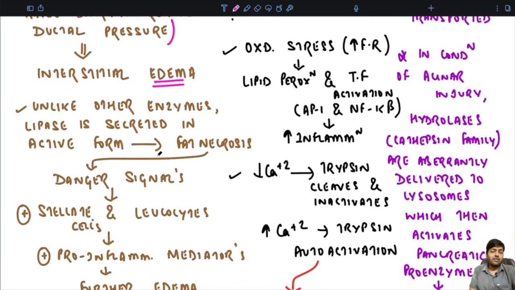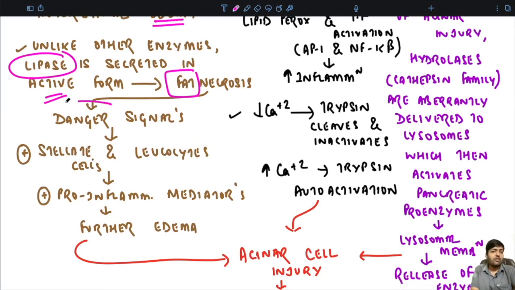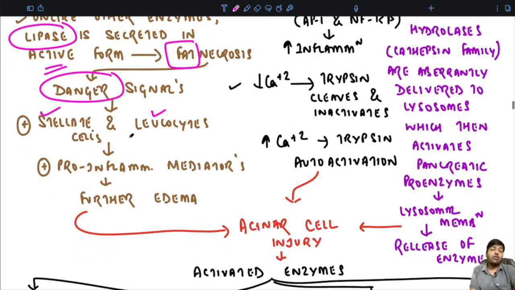So unlike the other enzymes which are inhibited, remember the pancreatic lipase enzyme is secreted in the active form itself, and that leads to what is called fat necrosis. Now when the fat is undergoing necrosis, it is also releasing certain danger signals which are sensed by the nearby pancreatic stellate cells as well as the acute inflammatory cells like the leukocytes. So they are sensing the danger signals released by the necrosis of the fat, and that is leading to their activation. These inflammatory cells and stellate cells cause the release of more pro-inflammatory mediators, which further exacerbates the condition, causing more interstitial edema, and ultimately causing acinar cell injury.